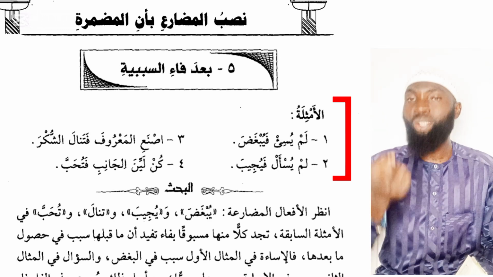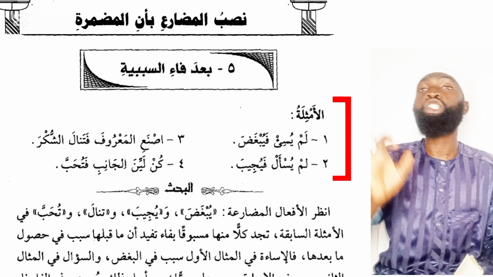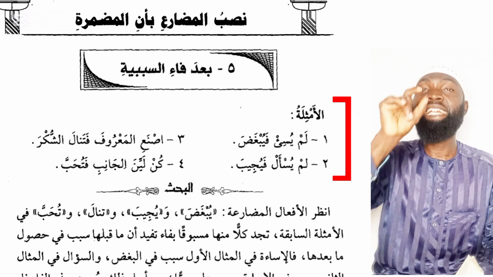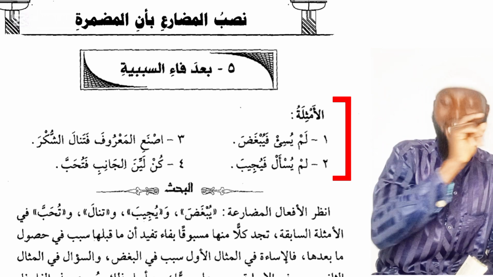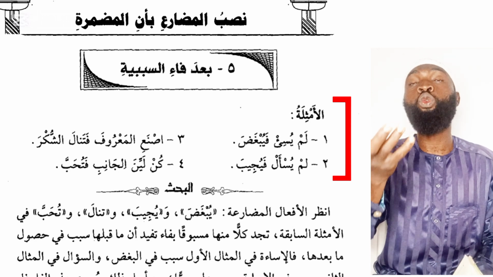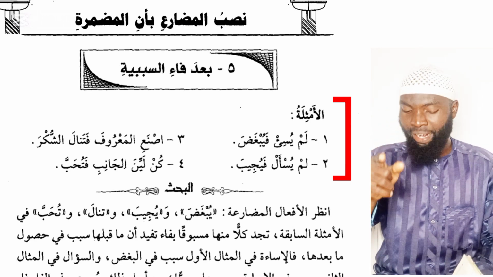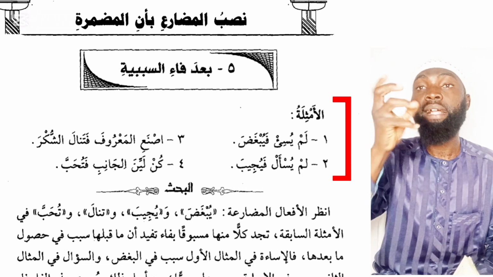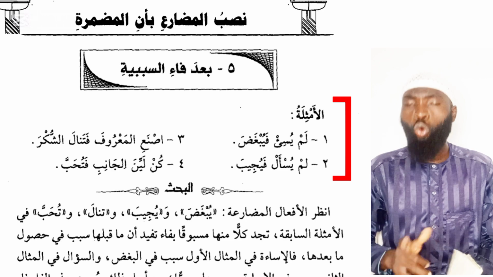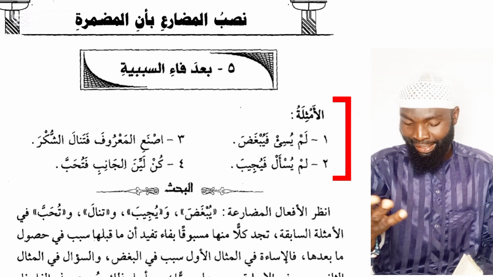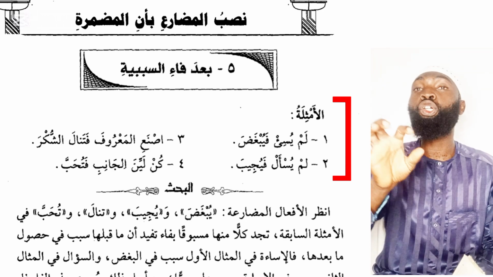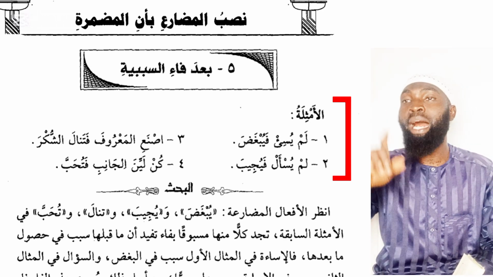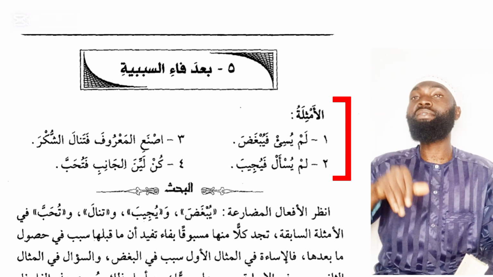Number two, we have lam yus'al fayujiba. He was not asked. He was not questioned. So he did not answer, fayujiba. Next we have isna' al-ma'ruf. Do what is good. Fatanala shukra. And you earn appreciation. Lastly we have kun layyin al-janib. Be kind. Fatuhabba. And you will be loved. You can see all of these sentences have a present tense verb which is carrying fatha because the an is hidden.